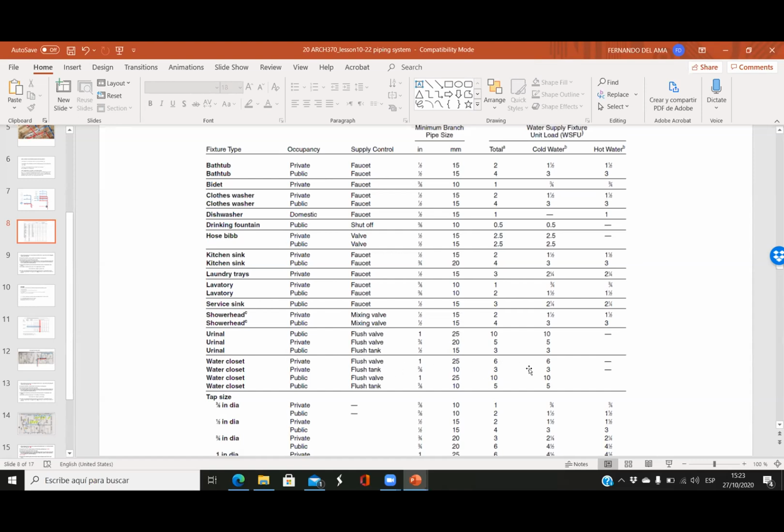I tend to use the smallest one because I come from Spain. In Spain, we are always saving water because we have droughts from time to time. But if you are not worried about water, you can use the one with the flush valve. It's up to you, I don't mind. Now we have made those decisions, and we have to abide by them.